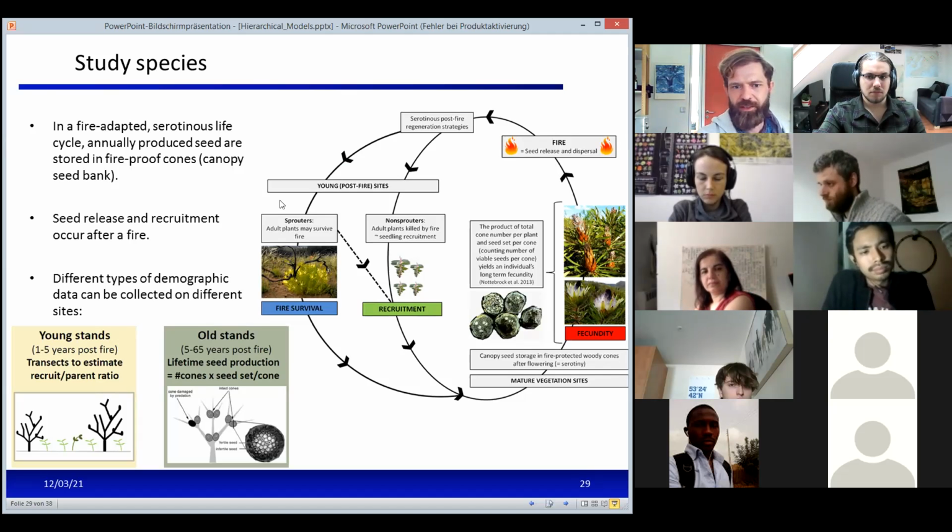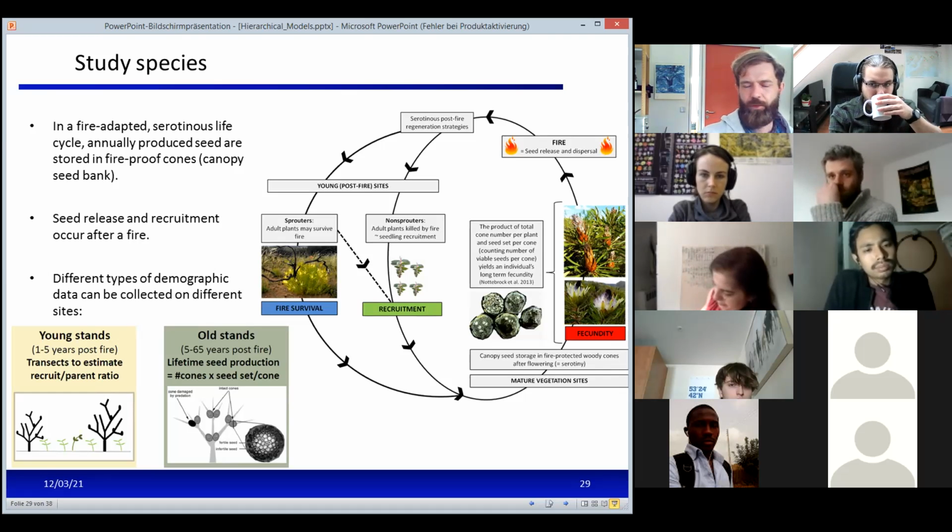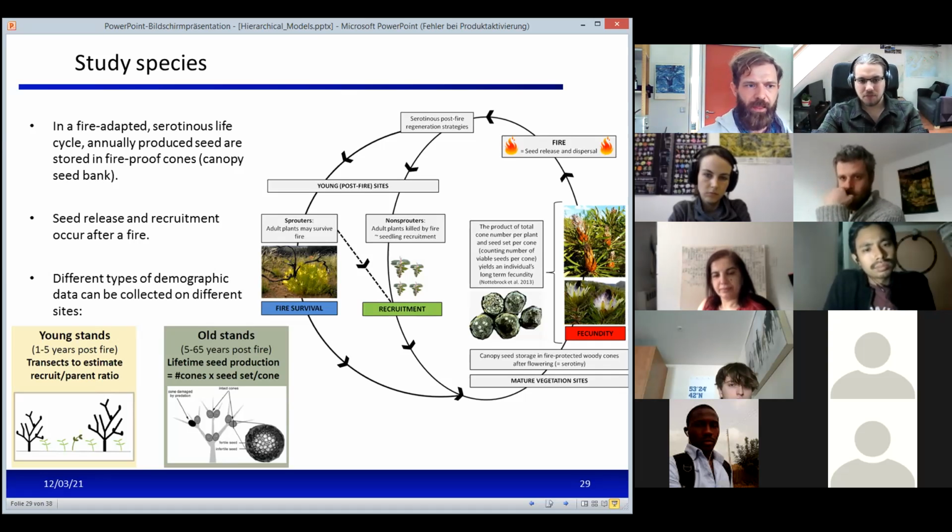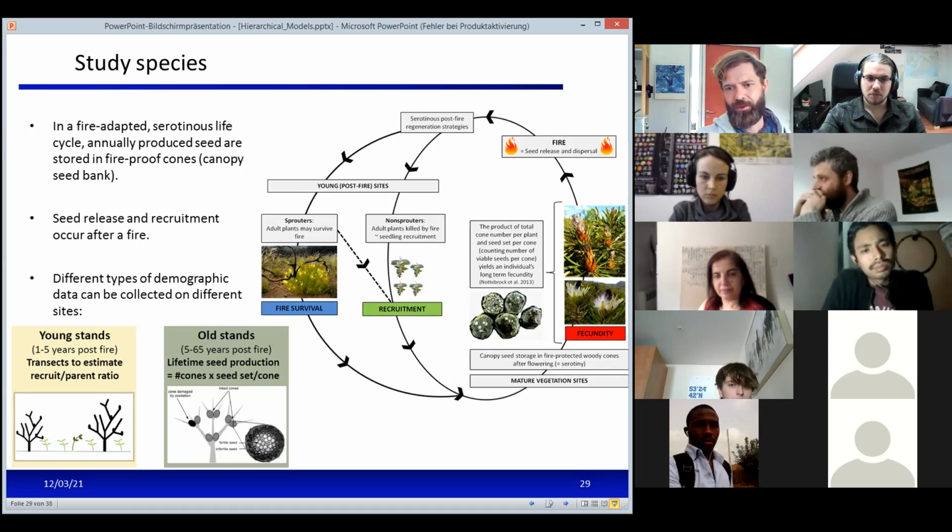And for most species, when a fire occurs, the existing adults are also killed, which means they can only move on to the next generation through their seeds. But there are some species, so-called sprouters, that have fire-protected meristems at the rootstock, from which they can resprout after fire. And the advantage of this serotinous life cycle for demographic studies is that we can learn a lot about the demographic rates of these species in different environments from single visits to the populations.